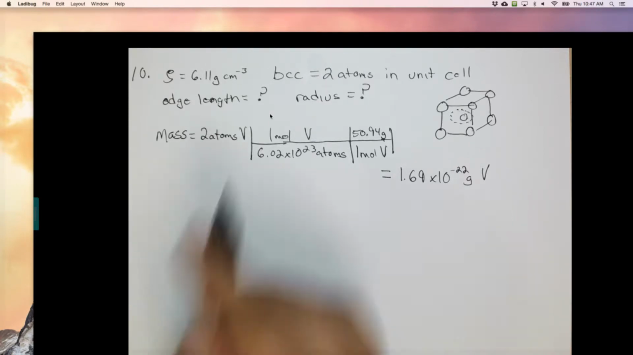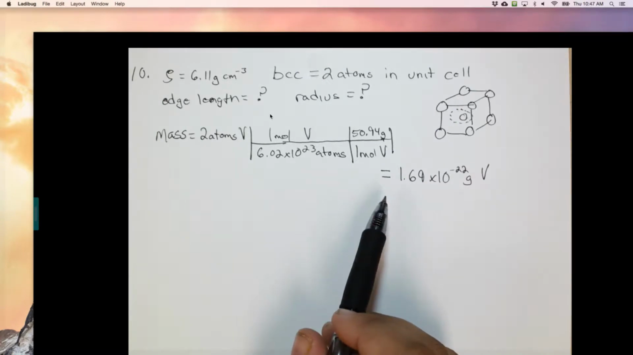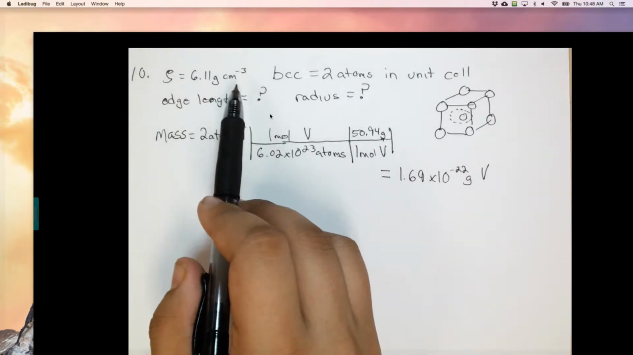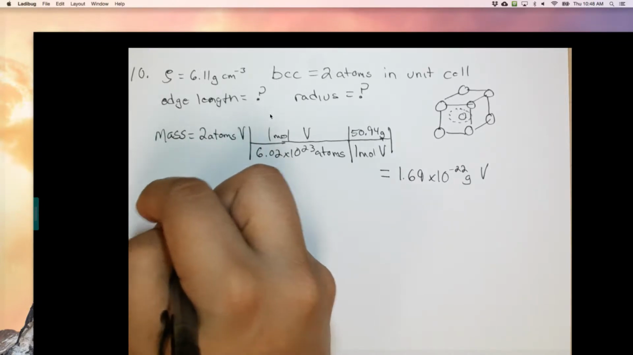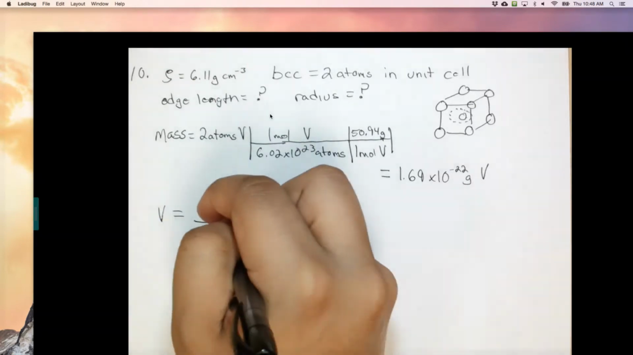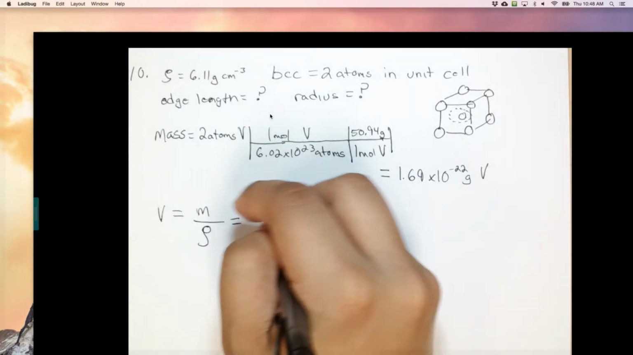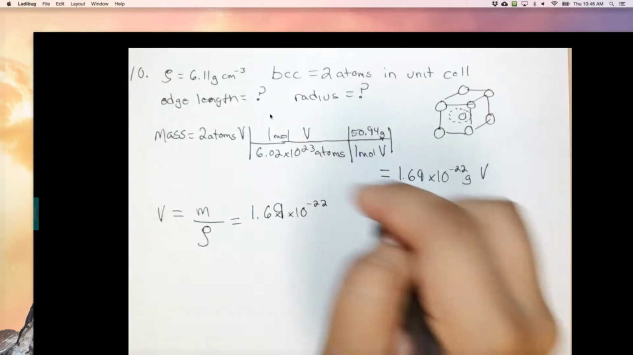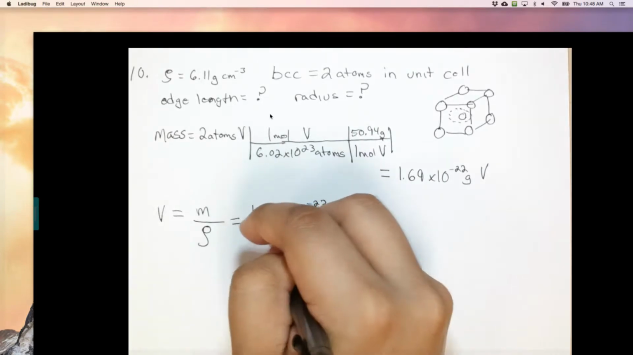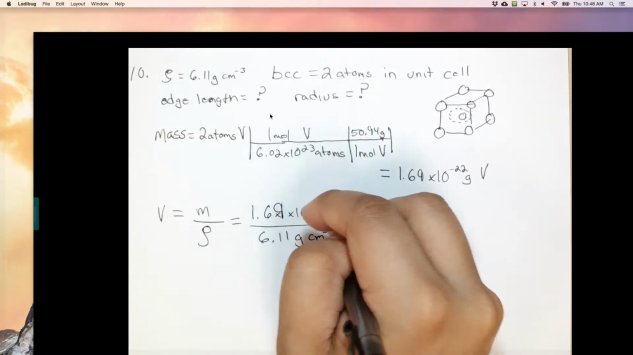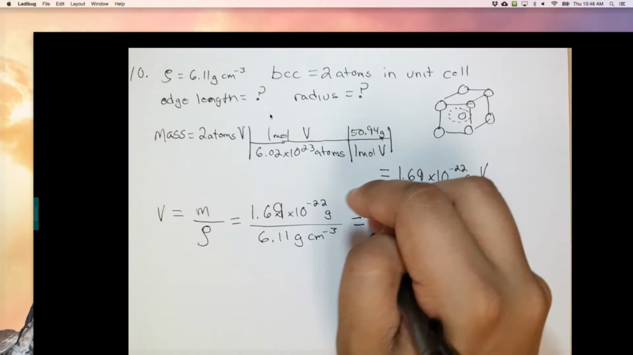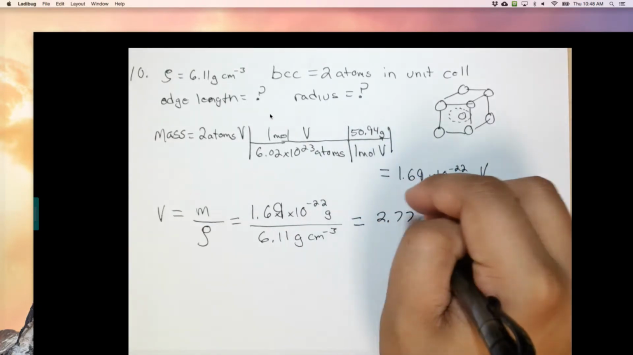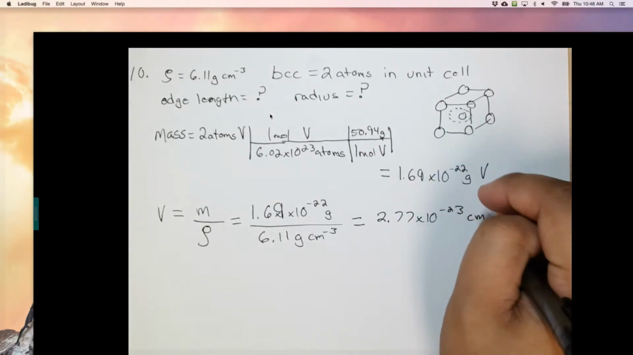Because we have the value for the density, we can now determine volume using density. Therefore, volume equals mass over density, which equals 1.69 times 10 to the negative 22 grams divided by 6.11 grams per centimeter cubed. That is going to give us a value in centimeters cubed, and that will be 2.77 times 10 to the negative 23 centimeters cubed.